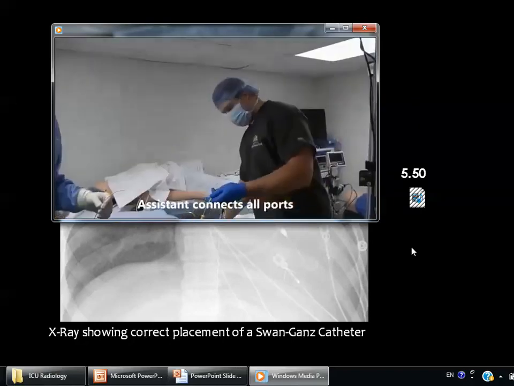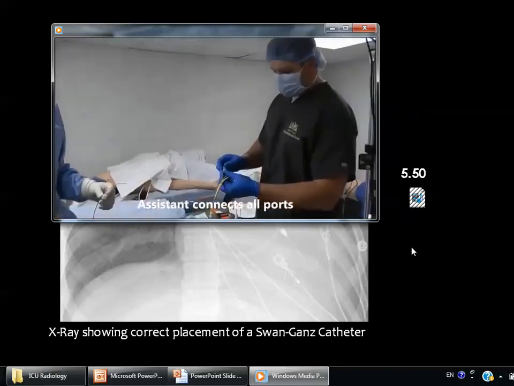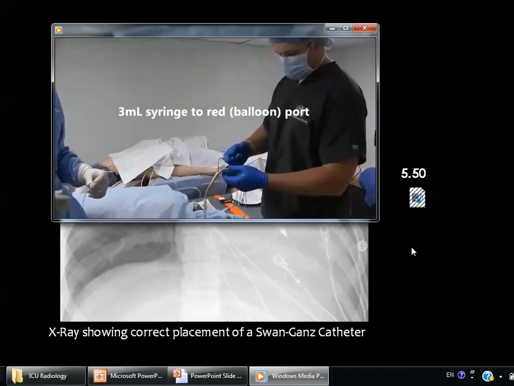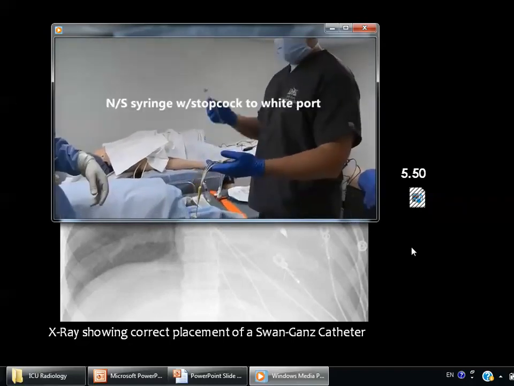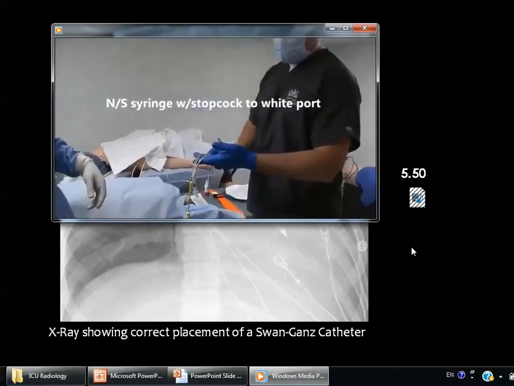Alright, so I'm going to hook up this syringe to the balloon port, the red port right here. Now I'm going to hook up this saline to the white port.